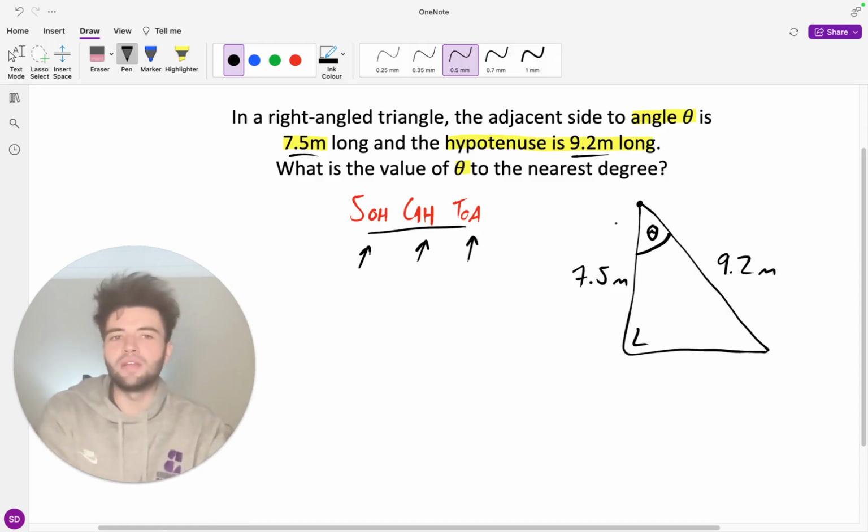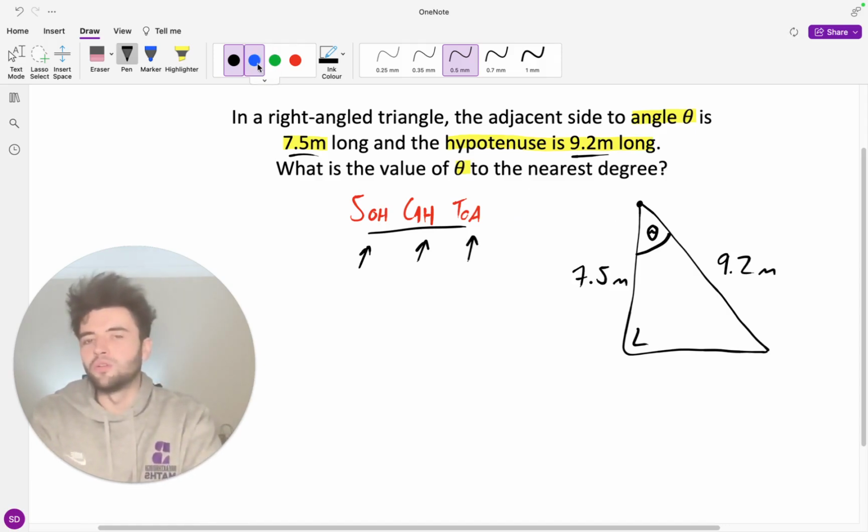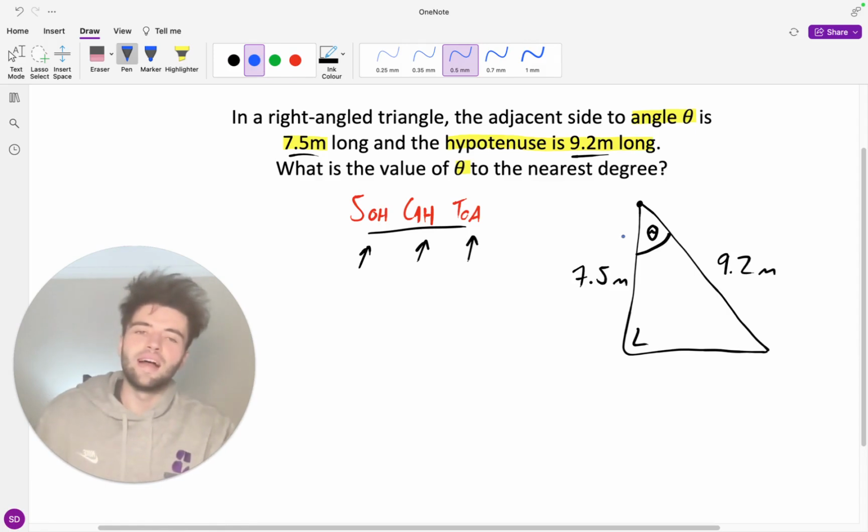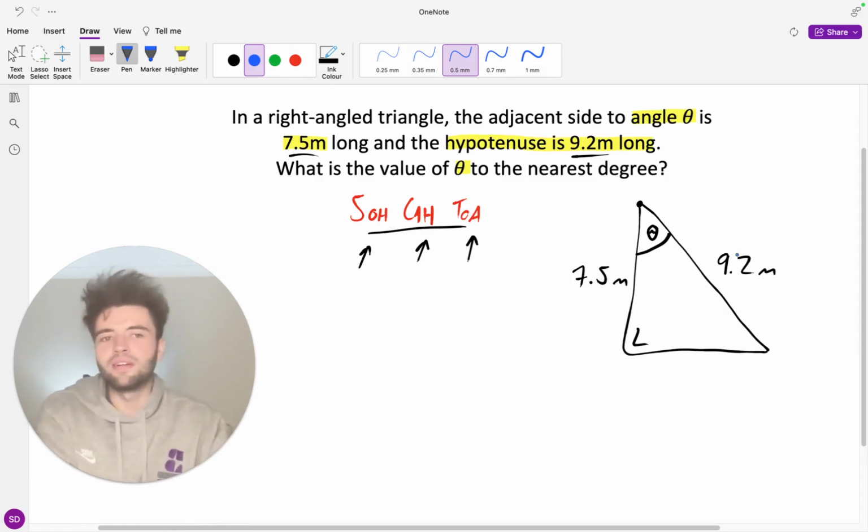And so basically what we do now is we figure out, although we are told pretty much straightforwardly in the question, which of our two side lengths we have. And so you can see that we've got our hypotenuse, which we're going to call H, and we've got our adjacent, the adjacent side to the angle. So adjacent is a fancy way of saying beside. And so our adjacent, we're going to call A, and that's going to be 7.5 meters.